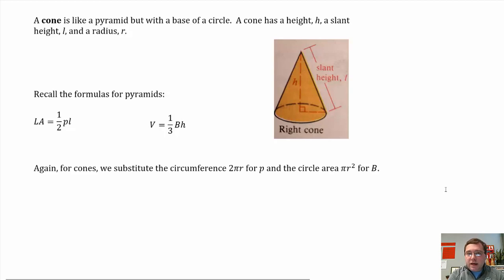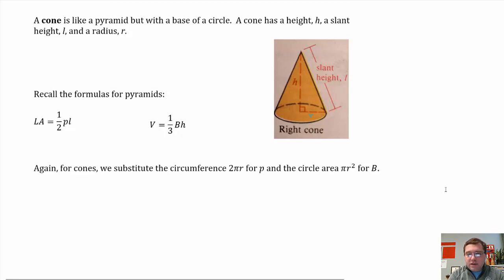The cone has a height, h, which goes perpendicularly straight up and hits the center of the circle in its base. It hits the circle at the center, duh. And it has a slant height, L, just like a pyramid does. And it has a radius, R, which is the radius of the circle at the base.